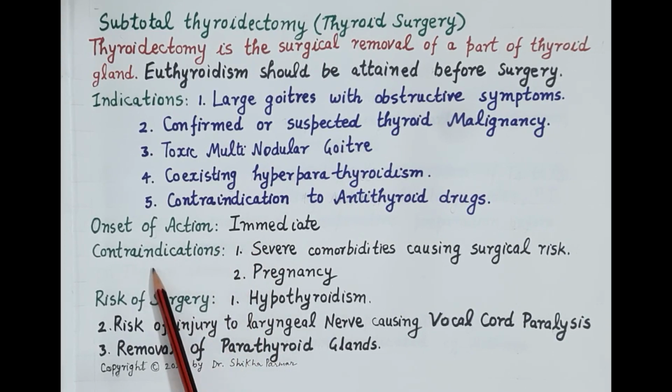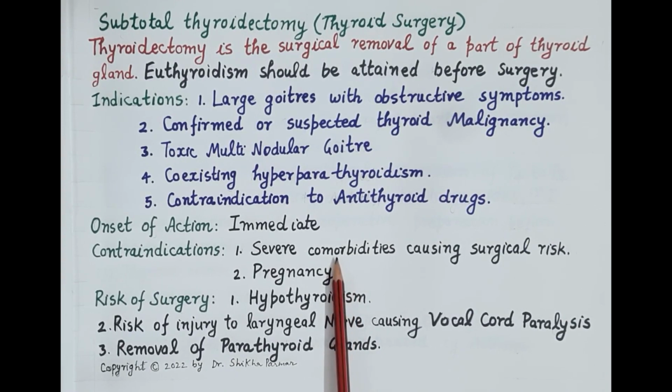Then contraindications. Surgery cannot be performed in case of severe comorbidities, for example, very high blood pressure, which can cause surgical risk. For example, very high blood pressure can result in hemorrhage. Then pregnancy. During pregnancy also this thyroid surgery is not performed.